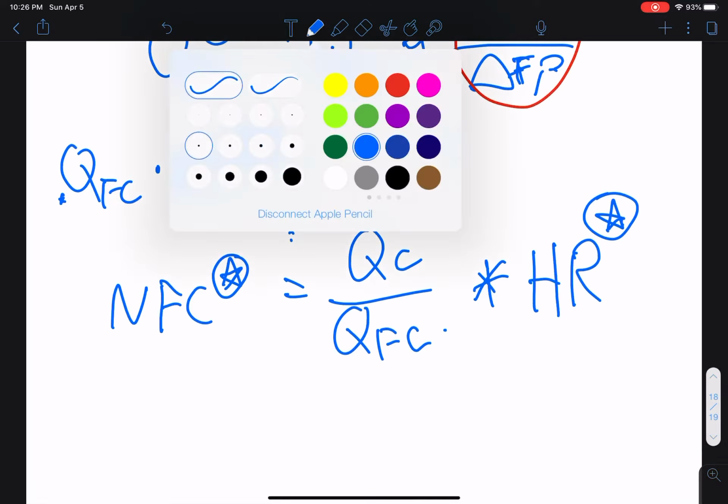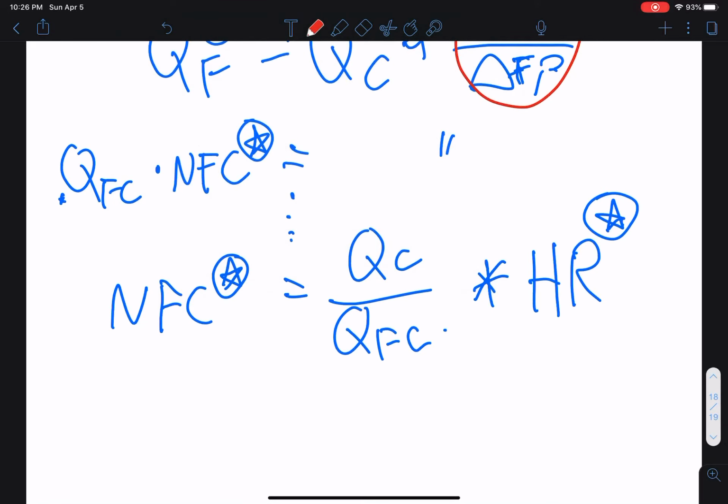Again, the optimal number of futures contracts to take a position in is equal to the size of our cash position divided by the standardized size of the futures contract times the optimal hedge ratio.